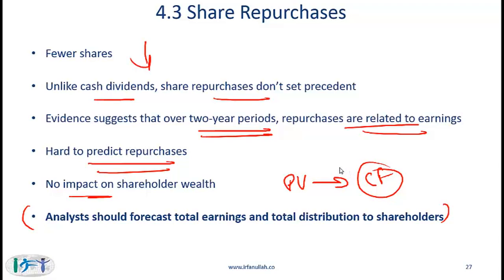And then you will come up with the value, a present value, and that will have to be divided by the number of shares outstanding to come up with the estimated value of the share. So key point is to forecast total earnings and total distributions. When we say total distributions, we are referring both to the regular cash dividends as well as the share repurchases.